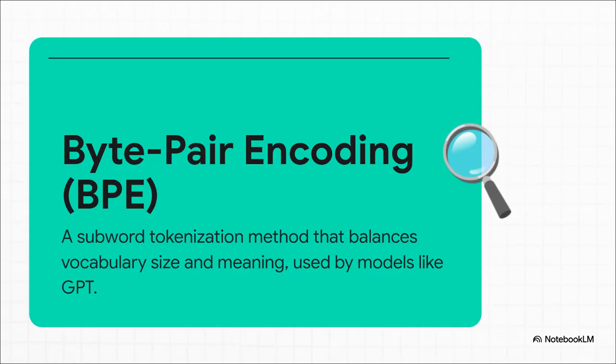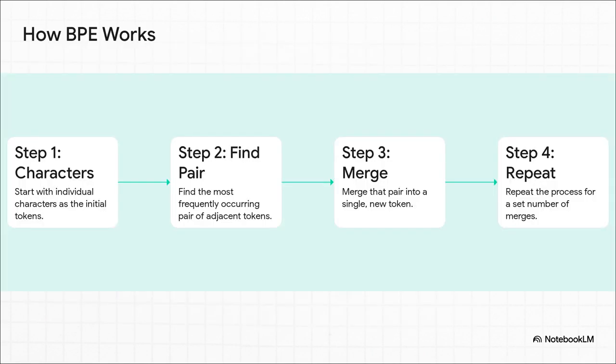And that sweet spot, that best of both worlds approach, is a really clever algorithm called byte pair encoding, or BPE for short. This is what models like GPT actually use. It's not about whole words, and it's not about single characters. It's about subwords. So here's how it works. It's pretty smart. It starts with just individual characters. Then, it looks for the most common pair of characters next to each other in the text and merges them into a single new token.